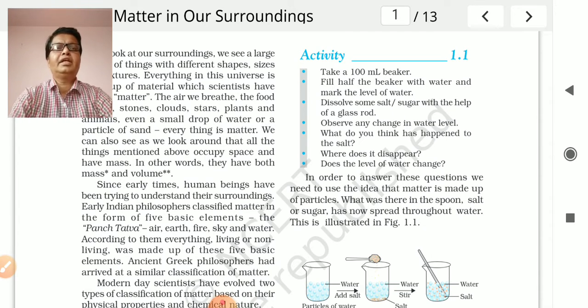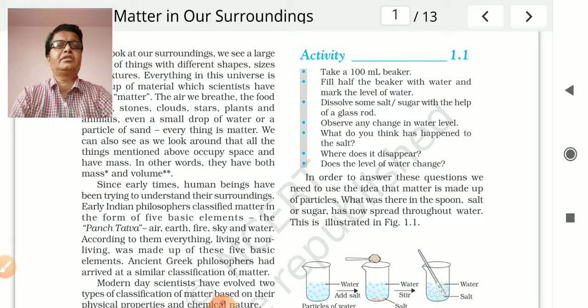In order to answer this question, we need to use the idea that matter is made up of particles. That gives us the idea. Suppose the salt is dissolved, that means it will disappear. Even sugar also dissolves in water and disappears. That means there are small particles present which disappear into the water.